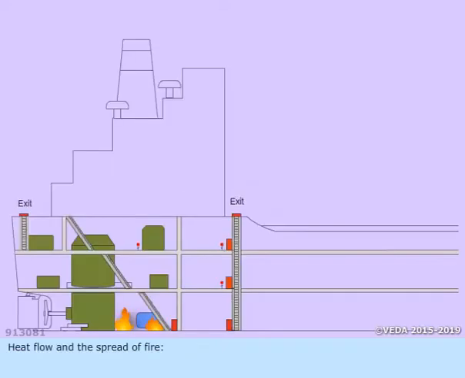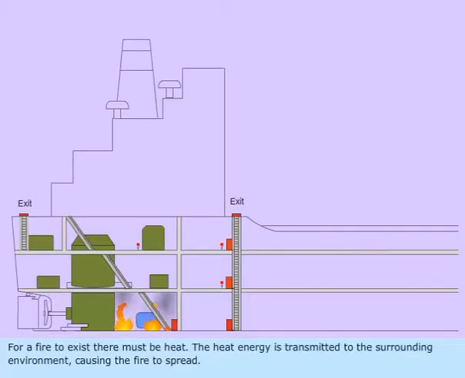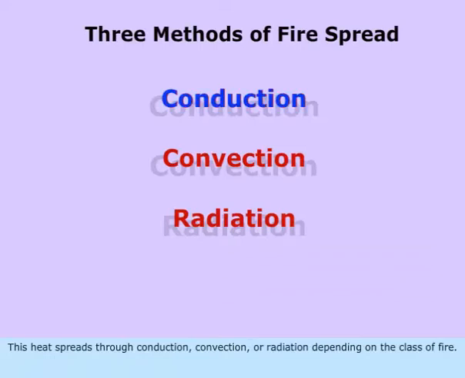Heat flow and the spread of fire. For a fire to exist, there must be heat. The heat energy is transmitted to the surrounding environment, causing the fire to spread. This heat spreads through conduction, convection or radiation, depending on the class of fire.